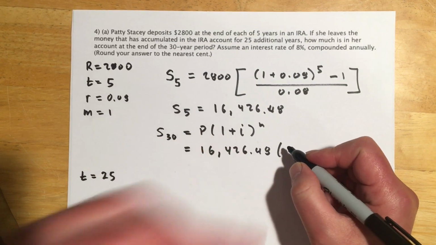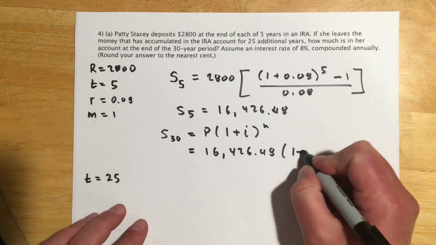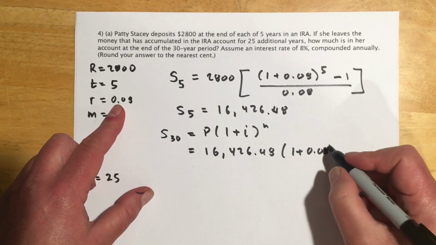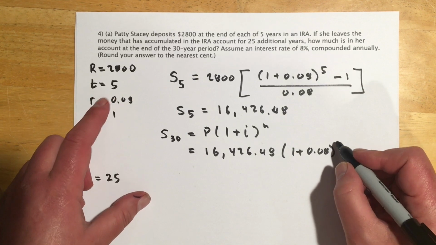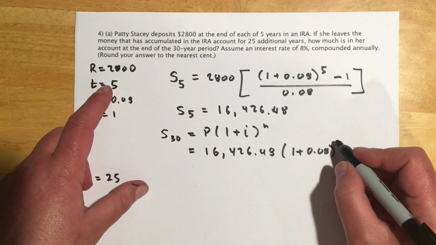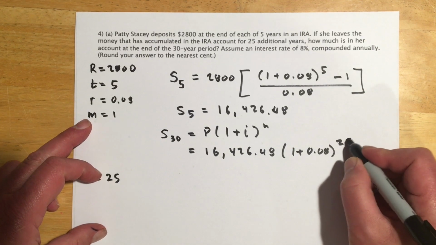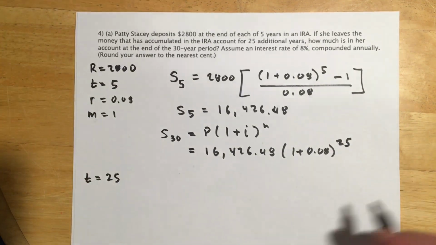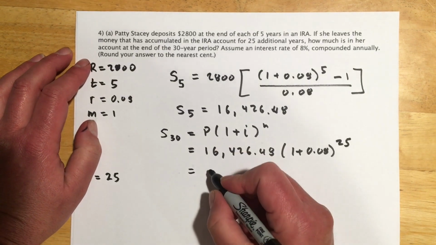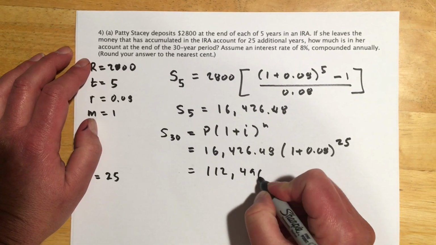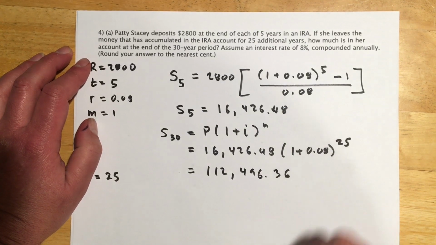And then 1 plus I, so that would be 1 plus the rate, which stayed 8%, and then raised to the number of compounding periods. So the time's now 25. M is still 1, so this is still 25. And then we throw all that in the calculator. So then in 30 years, she'd have $112,496 and 36 cents.